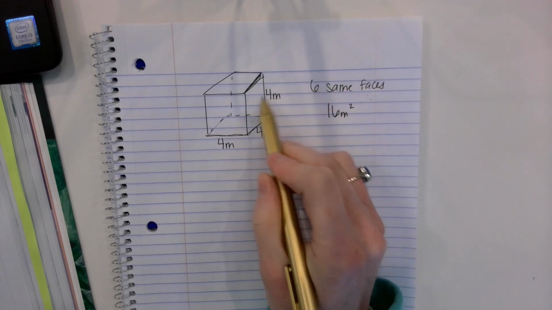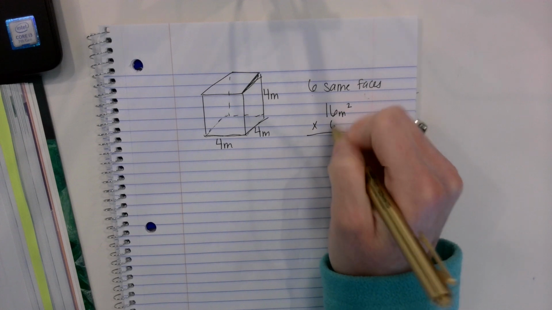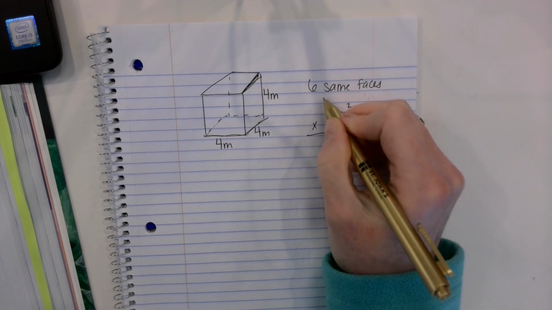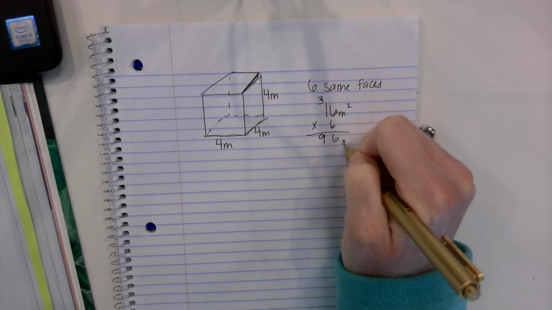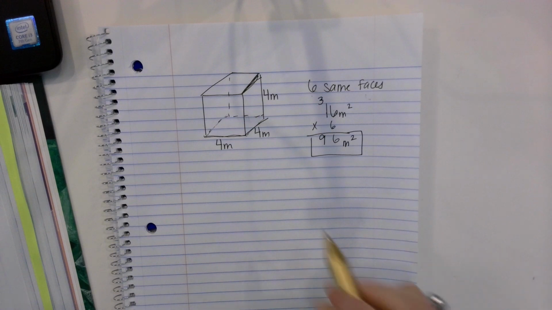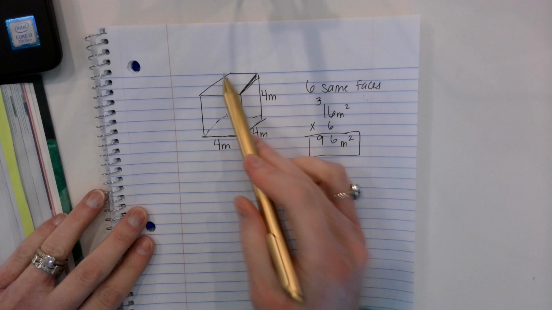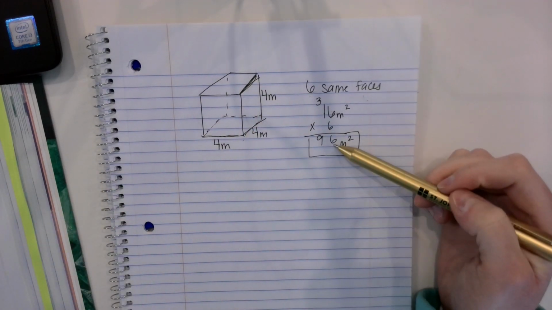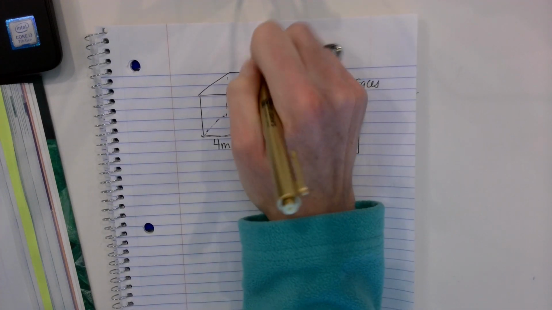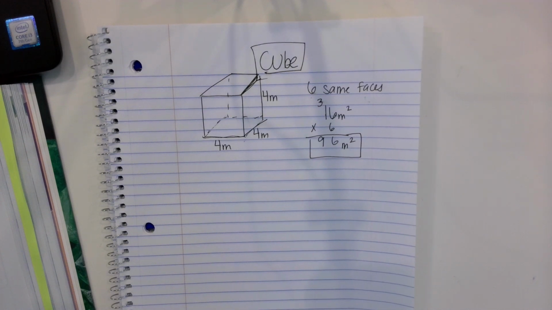Well, just multiply that times 6 of the matching faces since they all match. So 16 times 6, 6 times 6 is 36. 6 times 1 is 6 plus 3 is 9. So it's 96 meters squared. Now you could list it out. Your front would be 16, your back would be 16, your top 16, your bottom 16, your left side 16, your right side 16, and add it all up and you'll get 96. But this only works if it's a cube, because every side is equal. All the faces would give you the same.